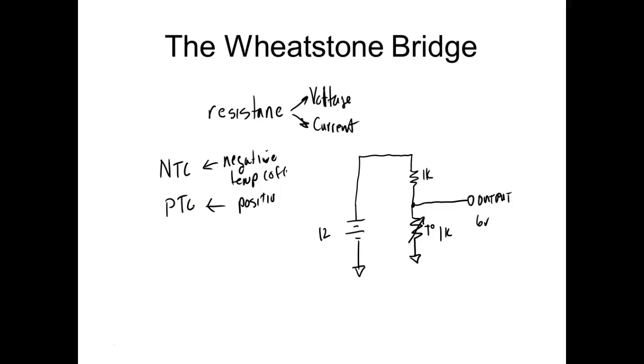So the ones that we have are negative temperature coefficient. So that means as temperature goes up, resistance goes down. So let's say it drops down to 500 ohms. And then what would be my output voltage now? It's not going to be 6 volts anymore. It's going to be less, right? You understand? So we could calculate this.